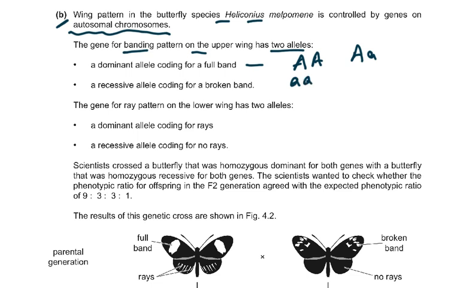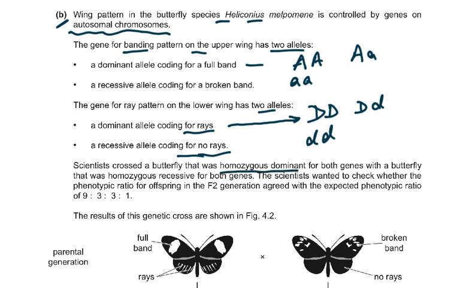A gene for ray pattern on the lower wing has two alleles: a dominant allele coding for rays, so this will be DD or Dd, and a recessive allele coding for no rays, which will be dd. Scientists crossed a butterfly that was homozygous dominant, so AADD, with a butterfly that was homozygous recessive for both genes, so it will be aadd.